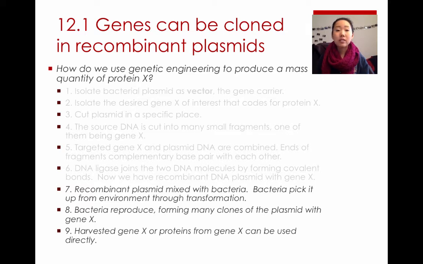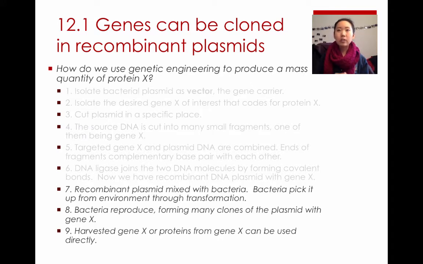And remember that process of bacteria taking DNA or genetic material from the environment is called transformation. So we're going to transform these bacterial cells and then allow these bacterial cells to reproduce a lot. And so now we have millions and millions of bacteria that have our desired recombinant plasmid. And then that bacteria will eventually produce the proteins that we want.